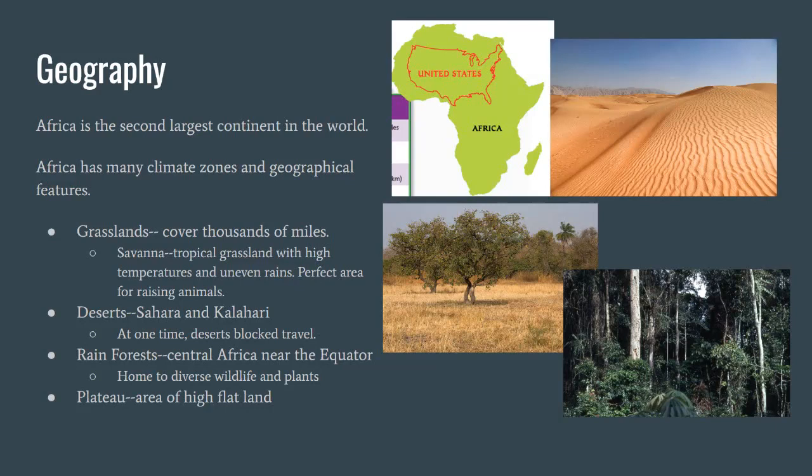Africa has many different climate zones, lots of geographical features. The main four that you will see in the continent of Africa are the grasslands, that covers a large area, the deserts. There are two major deserts, the Sahara and the Kalahari. Both are very large. If you remember when we talked about Egypt, we talked about how the earliest civilizations of Egypt were set up in the middle of deserts on the east and west. Rainforests, those are closer to the central part of Africa and near the equator. And then finally plateaus, these areas of high flat land.